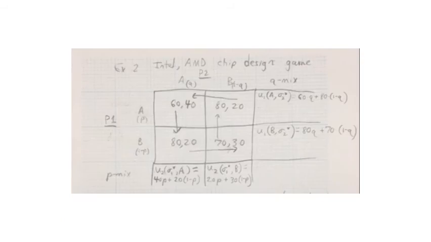Okay, here's another example of a game that does not have a pure strategy Nash equilibrium, and you should confirm this for yourself. But once you confirm this, you then can look for a mixed strategy Nash equilibrium. So in this game, Intel and AMD play a chip design game.